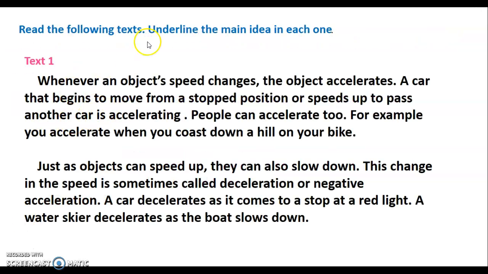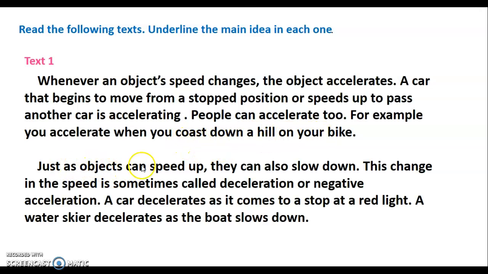Read the following texts, underline the main idea in each one. Text 1. Whenever an object's speed changes, the object accelerates. A car that begins to move from a stop position or speeds up to pass another car is accelerating. People can accelerate too. For example, you accelerate when you coast down a hill on your bike.